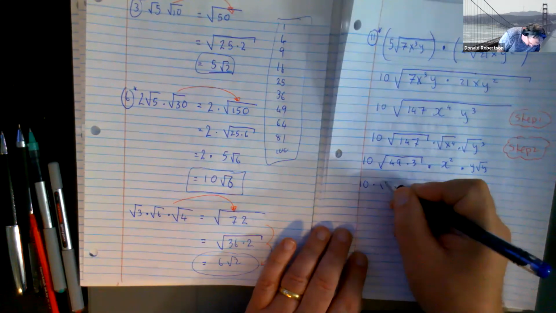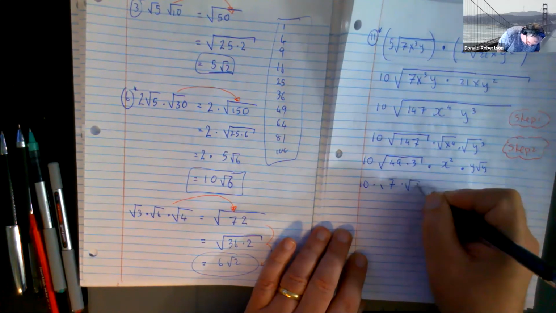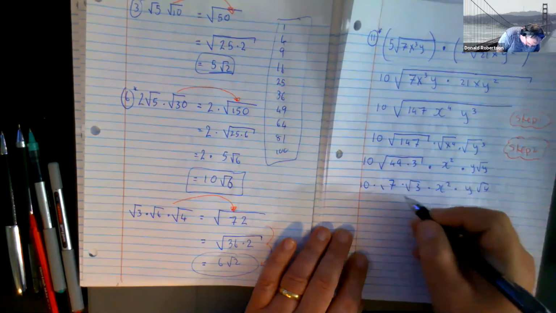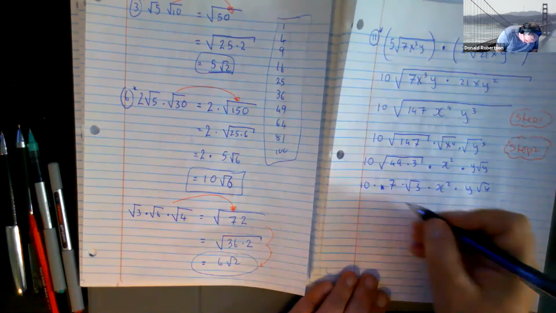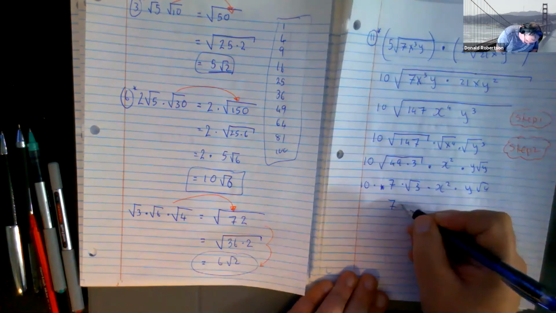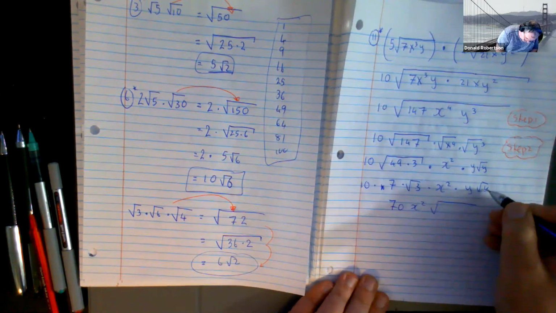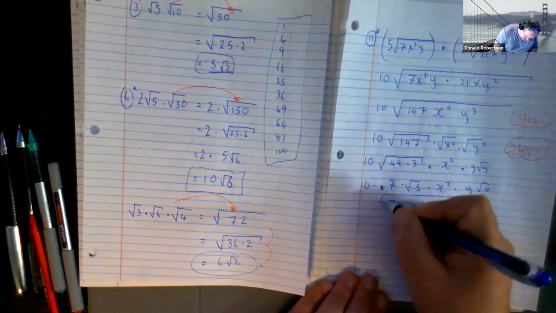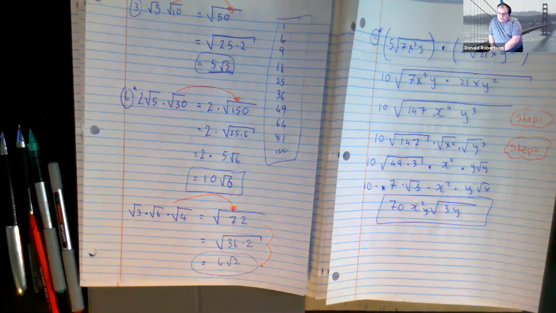Sorry about the funny shape there. 7 square root of 3 x squared, y square root of y. I'll turn that into a times. Okay, tidying up time. 10 and 7 get me 70, and an x squared, and a 3 and a y, and a y. And that ugly one is the answer. So that's step 3 here.